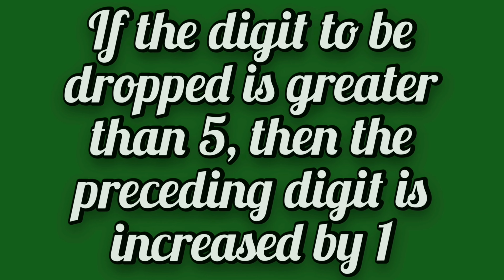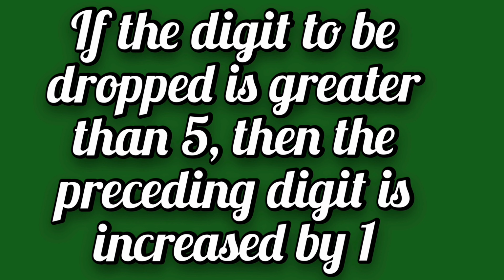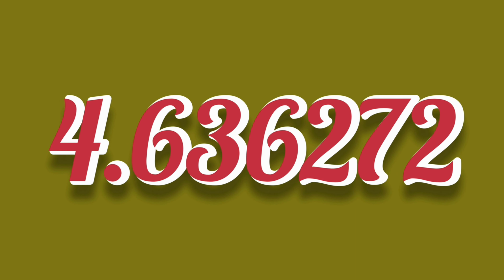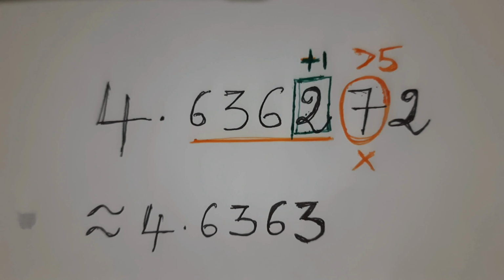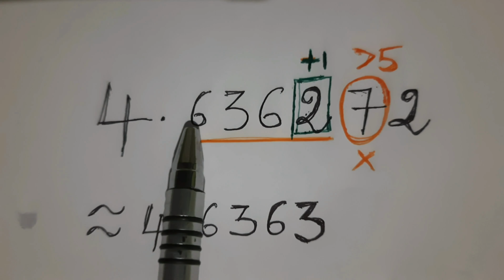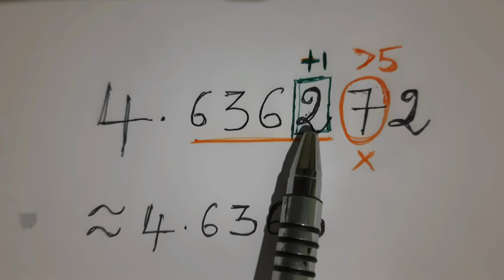Second case. If the digit to be dropped is greater than 5, then the preceding digit is increased by 1. Let us discuss this by taking an example. Let's now take a decimal number with 6 decimal places, 4.636272. Let's round off this number up to 4 decimal places.